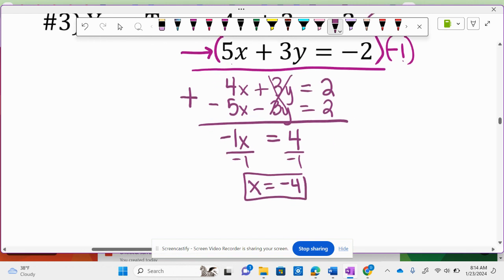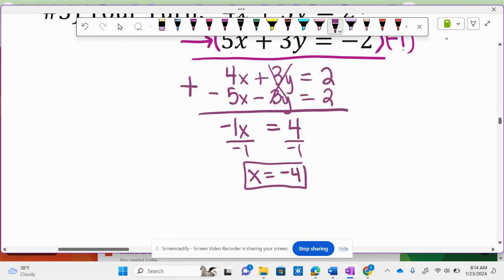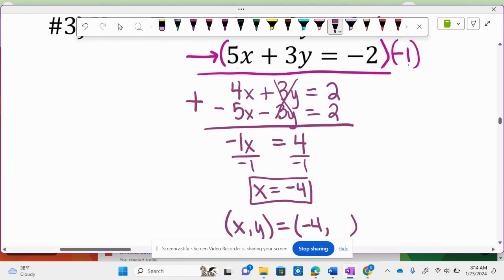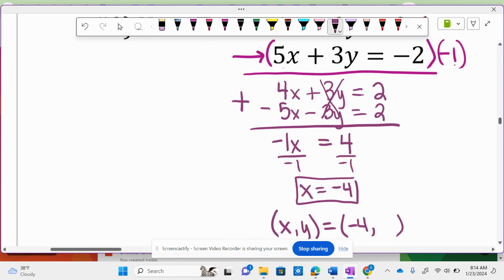So every single time I'm going to do this, I'm going to remind you that every solution to a system is an x-y ordered pair. So I only know that x is negative 4. I still have to find y. So that's what I'm going to do. I'm going to find y, and I'm going to do that knowing that x equals -4.